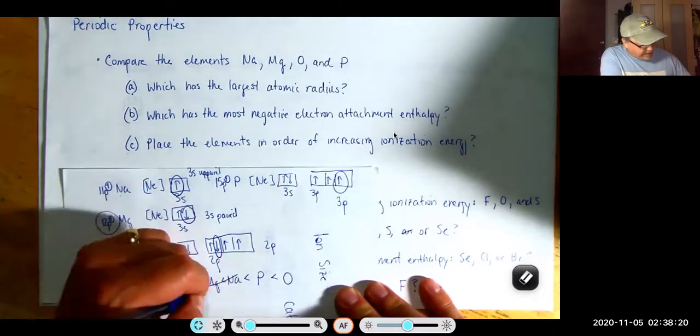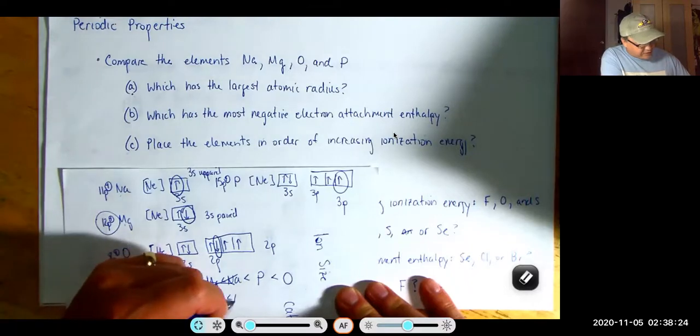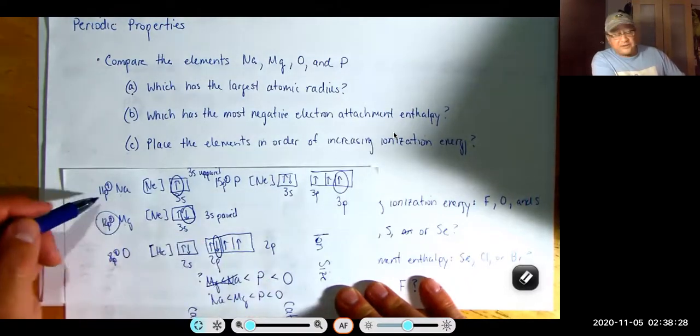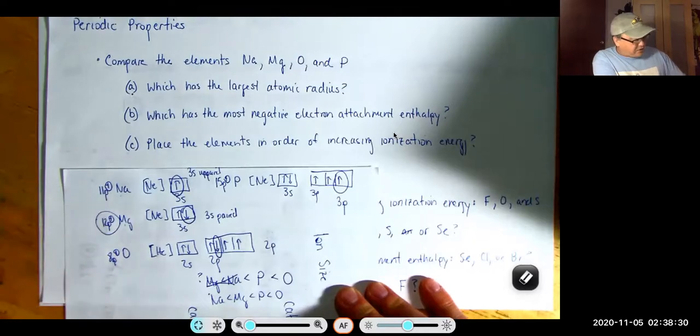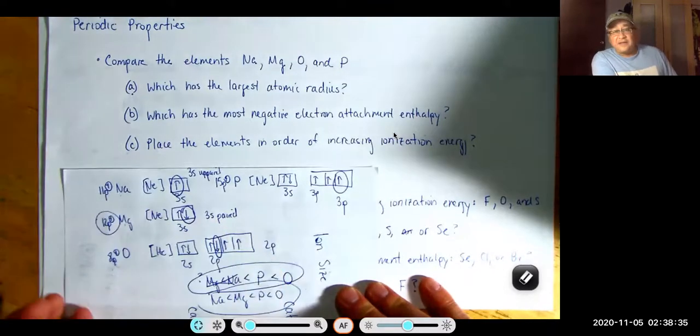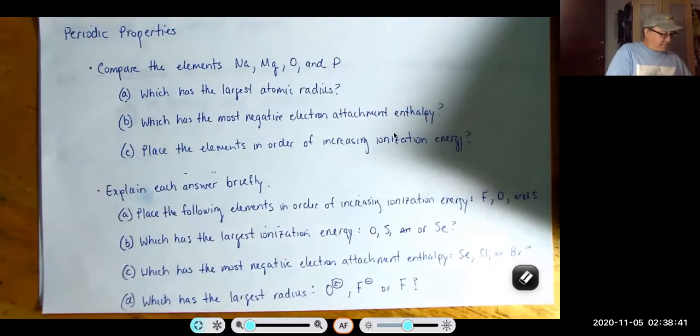So you might want to change this and say, well, sodium's going to be easier because it has fewer electrons or fewer protons than magnesium. So you could go with either one of these lists and justify it because you don't know what the actual numbers are. Okay.